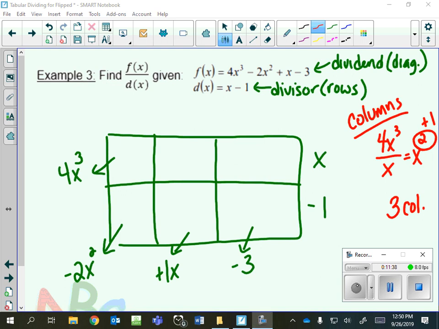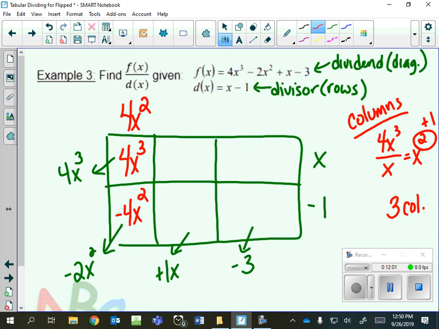So you should be checking your work now. I'm always going to start in that top left corner. 4x cubed. What times x gives me 4x cubed? 4x squared. I have a top piece, so I multiply. 4x times x is 4x to the third. 4x times negative 1 is a negative 4x squared.